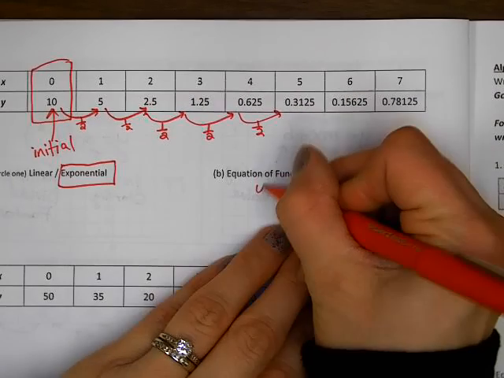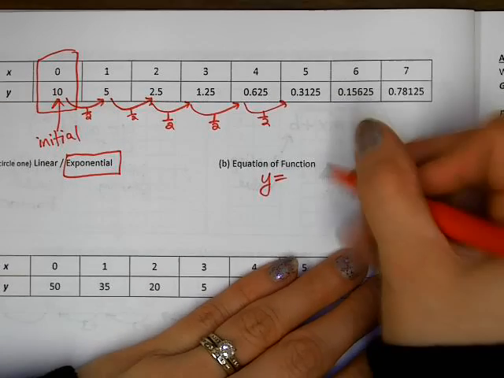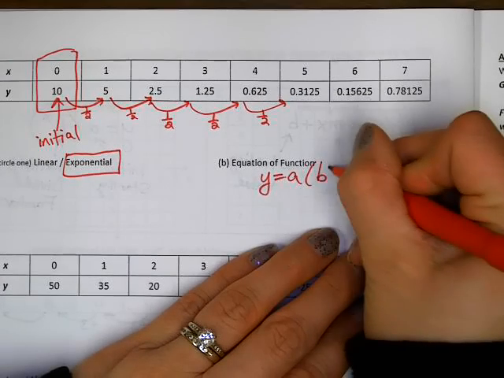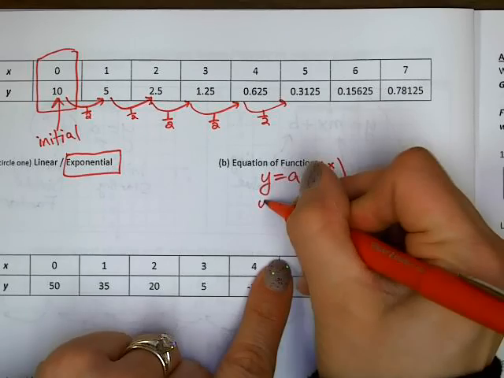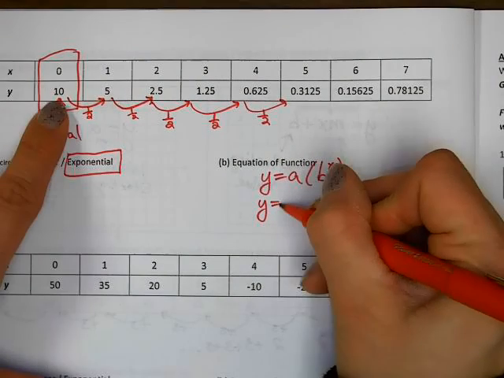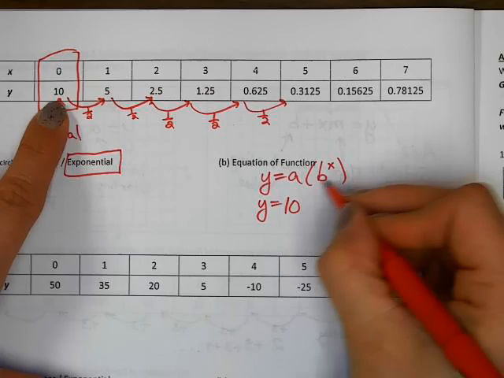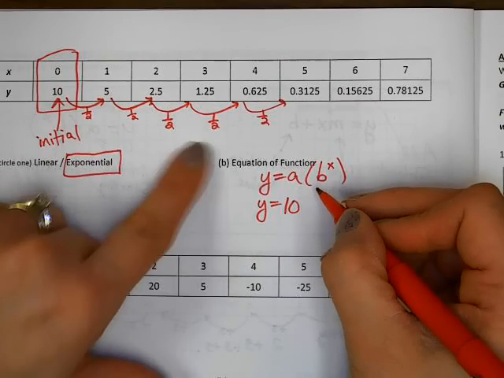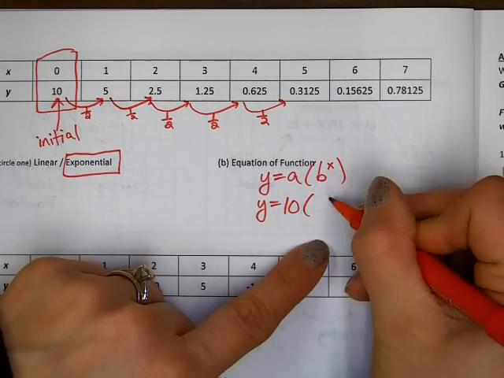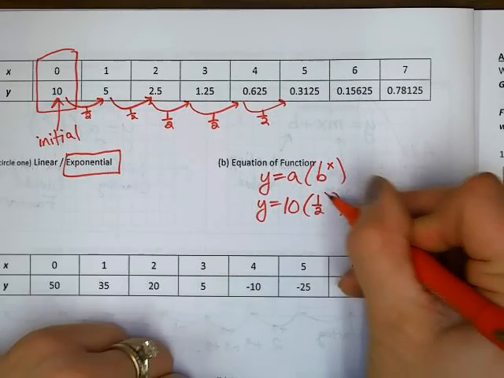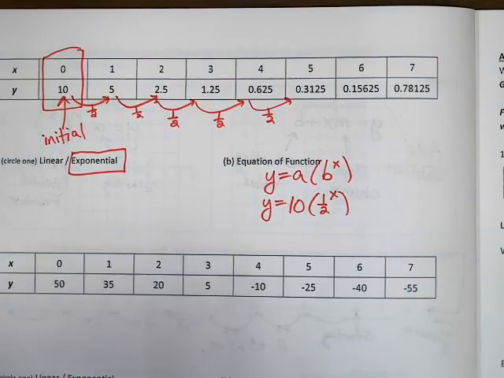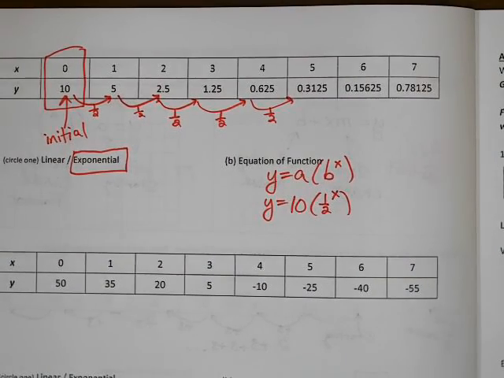And the equation for exponential is y equals a times b to the x power. What's the initial value? The initial value started off with 10. And then what's the thing they keep multiplying by? In the parentheses here, you could put 0.5 or you could say a half. Don't forget to say the x power. And then it's time to check your equation.